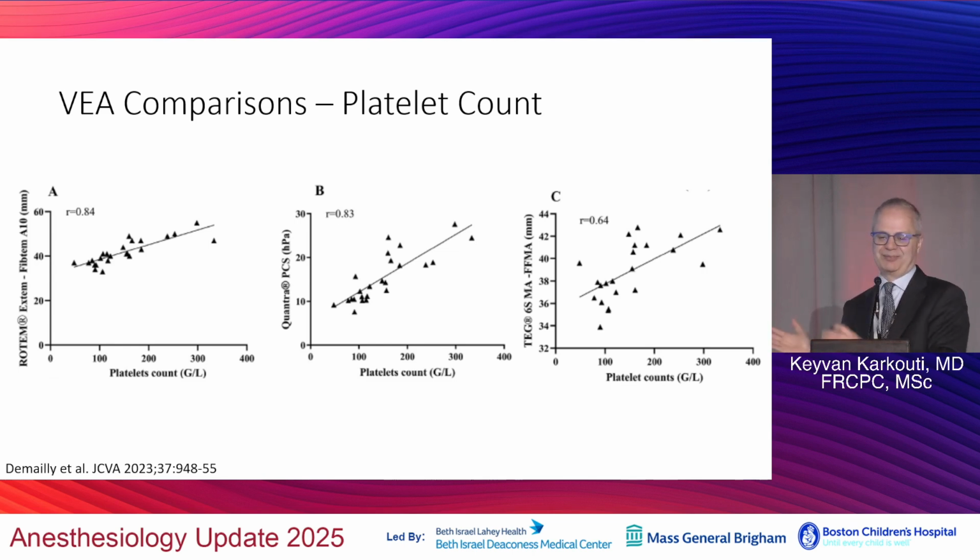You can see they're kind of similar, but what really stands out is you really can't use any of these assays to determine the patient's exact platelet count. There's quite a bit of variability. For example, in the middle there, you could have a Quantra of 20 with a platelet count of 280 versus about 150 or so. So it's quite variable. But in general, they correlate well.